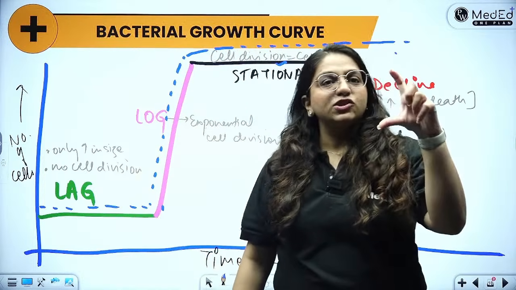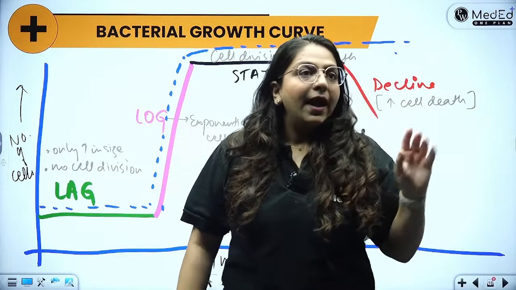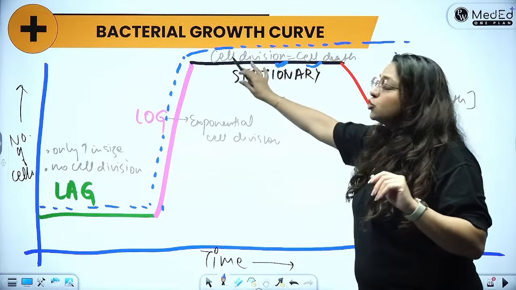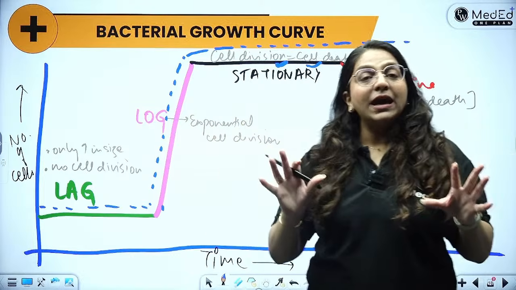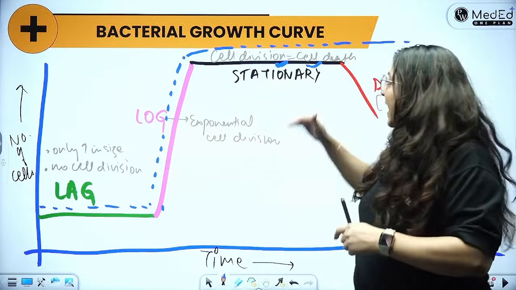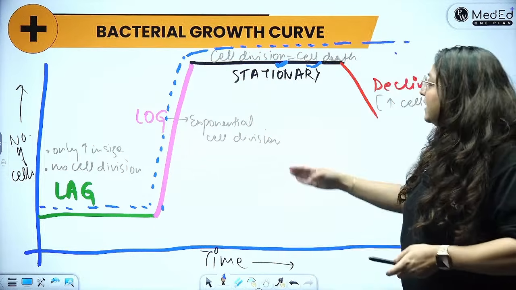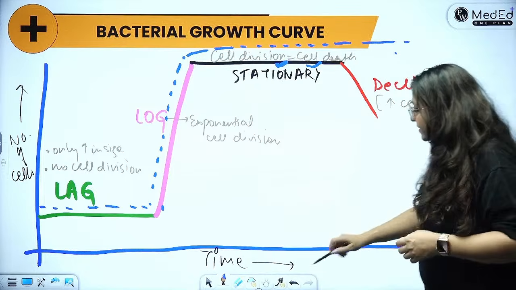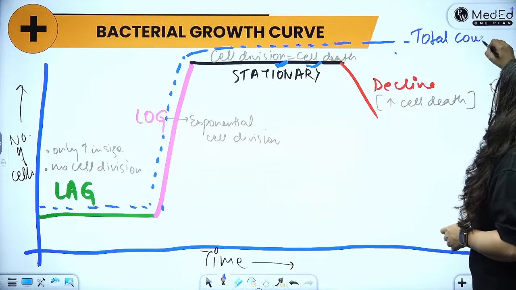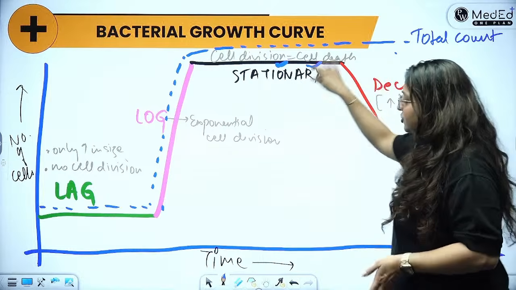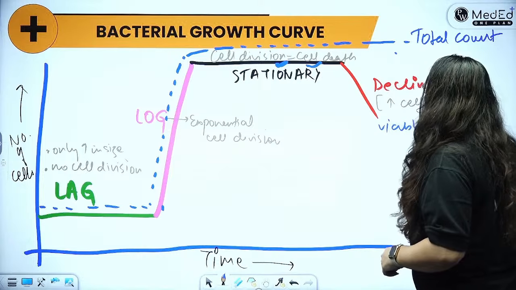So inside the test tube, if I count the total number of cells, living as well as dead, that is continuously increasing, because over here cell division has still not stopped. Cell division is still happening. It's just that equal death is happening. So when I count the number of alive cells, that does not change. But when I count the total cells, alive as well as dead, that keeps on increasing. So the blue dotted line is giving me the total count which keeps on increasing, and this whole curve with the shapes is simply giving me the viable count of the bacteria.